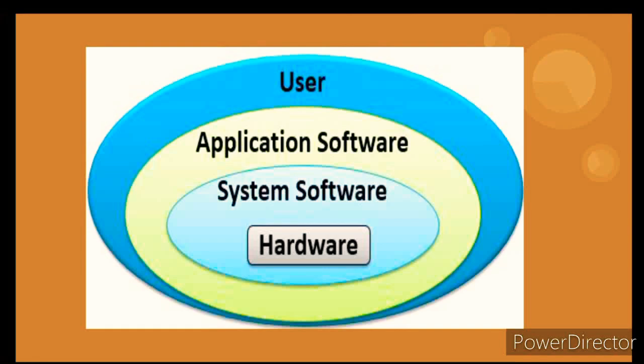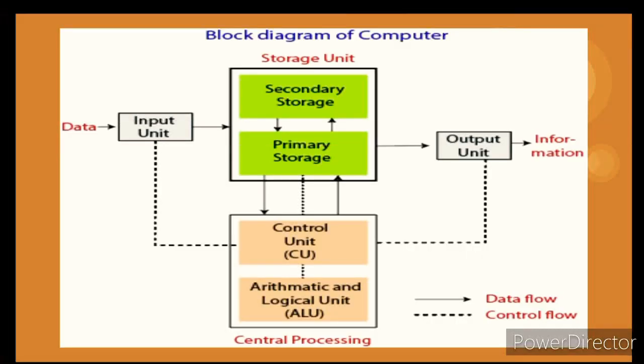Monitor, keyboard, and CPU are three major parts of the computer. Here the CPU is the main part of the computer. Again, the CPU is divided into three parts. One is the control unit, another is the arithmetic logic unit, and the third is the memory unit.